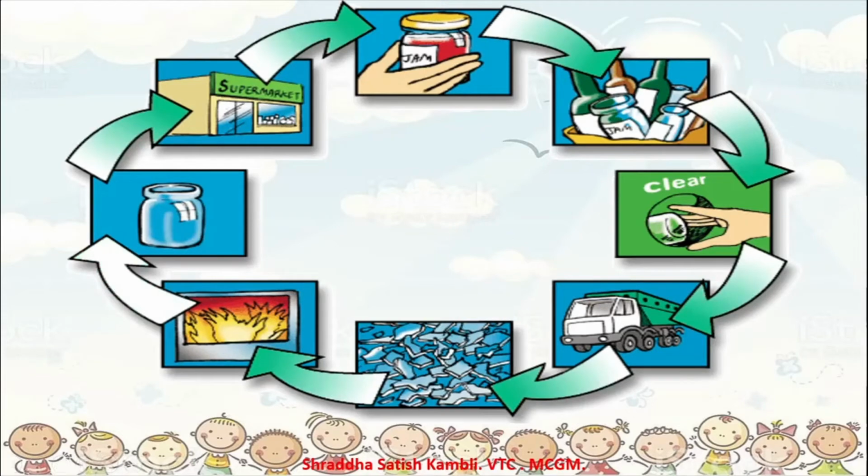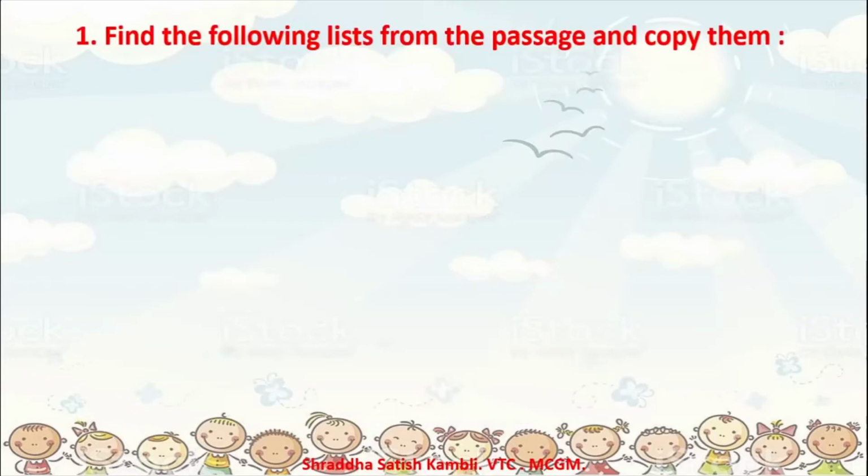So children, didn't we learn a lot of interesting facts about glass today? We learned so many new things about glass today, isn't it? Now we also have some exercises which are there in the textbook. So let us look at them also before we move on to wind up the lesson. The first exercise from your textbook is, you are supposed to find the following lists from the passage and then you are supposed to copy them. Now when will you be able to find out the list of words? When you read the passage properly.